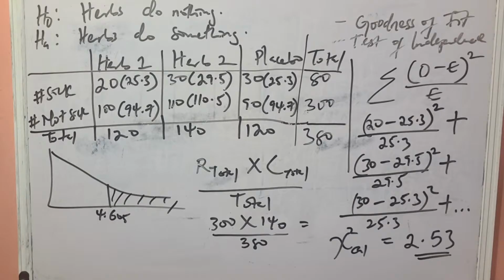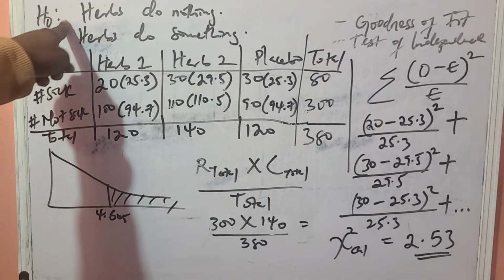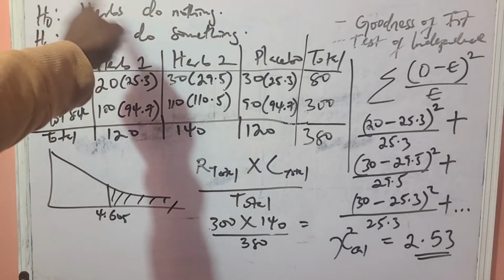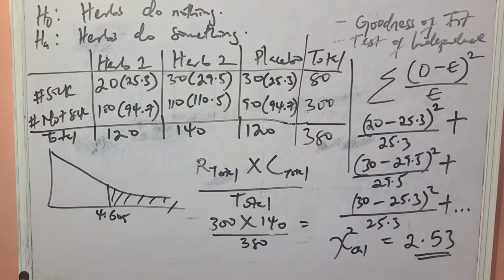So it's very simple. Probably I do a quick recap. Number one, stating your null hypothesis and your alternative hypothesis. Make sure your null hypothesis always indicates there is independence. When they say there is independence, that means there is no dependency. Note the difference.